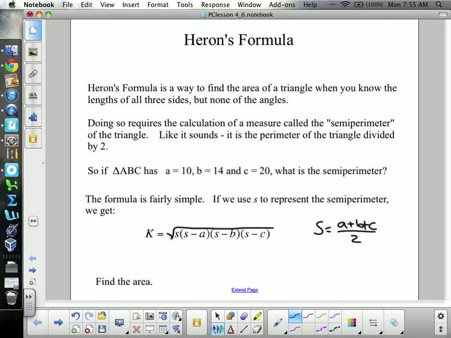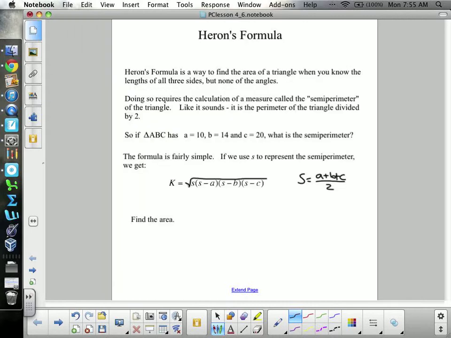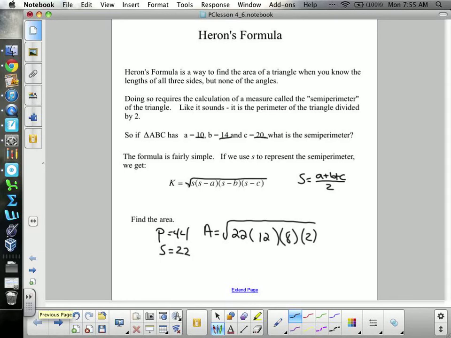It's really pretty easy. Say I've got a triangle where the sides are 10, 14, and 20, so the perimeter is 44 and the semi-perimeter is 22. So the area is the square root of 22 times 22 minus 10, the first side, which is 12, times 22 minus 14, which is 8, times 22 minus 20, which is 2.